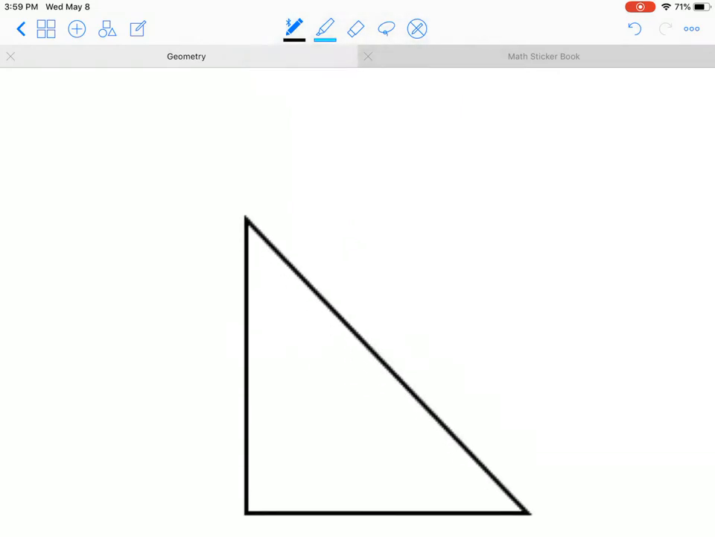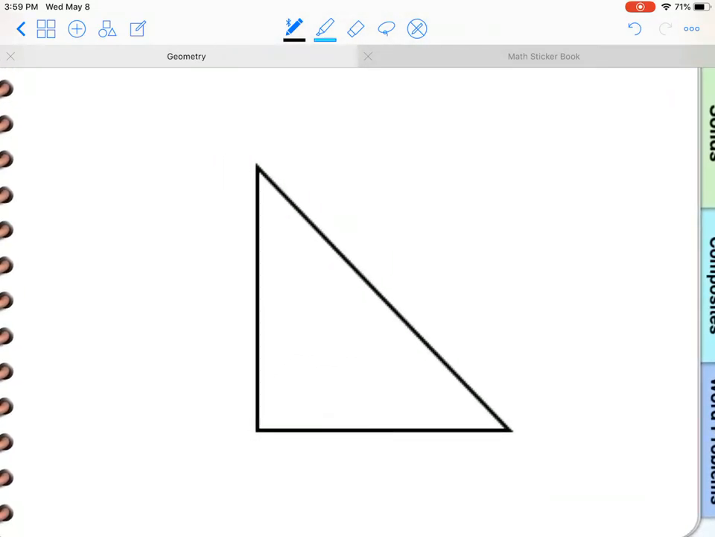Okay, another one that I do want to show you is this one. And I did not put this in because I want you to draw that little box in there. And we should remember what that means. That's very important. That little box represents 90 degrees. So this is called a right triangle.